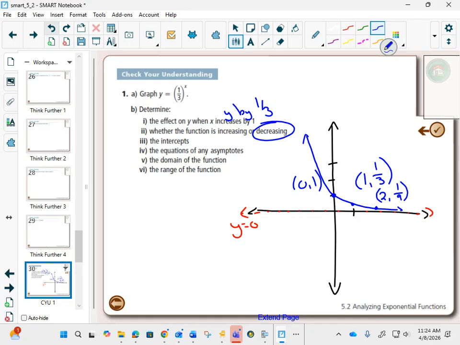We have no x-intercept because of the asymptote, but we do have a y-intercept at 0, 1. The asymptote is at y equals 0. The domain is everything. The range is bigger than 0 but not equal to 0 because of the asymptote. Could circle questions 3, 5, and 7.